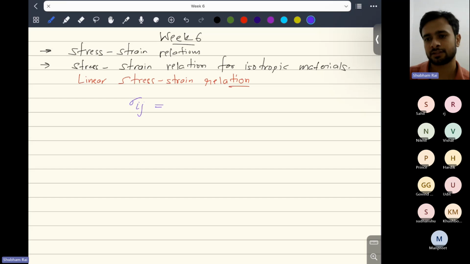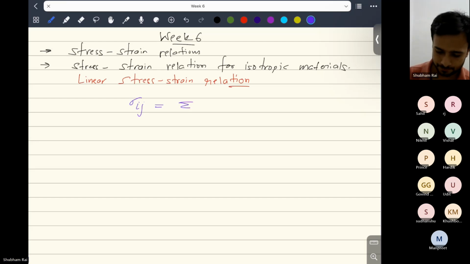In the lectures, sir would have applied a Taylor series expansion to express stress in terms of strain, and the higher order terms have been neglected. Only the term which is linearly dependent on strains has been taken. So this stress strain relationship is valid when your strains are small. You are in the linear regime, meaning your stresses are linearly dependent on strains.